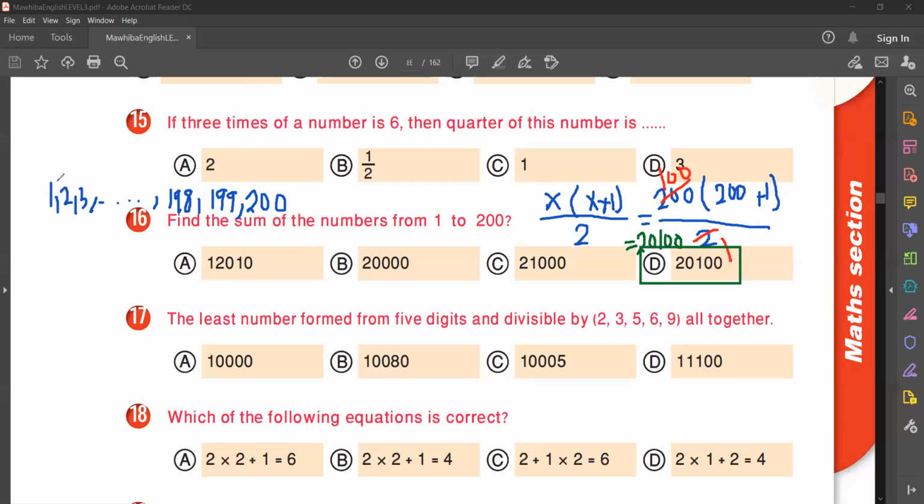Now here you can use it like this. 1 plus 199 is 200. 2 plus 198 is 200. And this is also 200. So how many 200s do we have? We have half of 200, so we have 100 of 200. So you multiply 100 times 200, then plus the middle one. The middle one is 100. So 20,000 plus 100 is 20,100. The same answer.